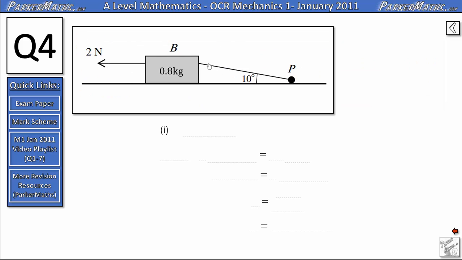The force of 2 newtons, the light inextensible string at 10 degrees to the horizontal. I've added the mass of 0.8 kilograms here. We've also got the mass of P, which we're going to use in part 2, and we've also got an acceleration of 0.2 meters per second squared we'll add on later.